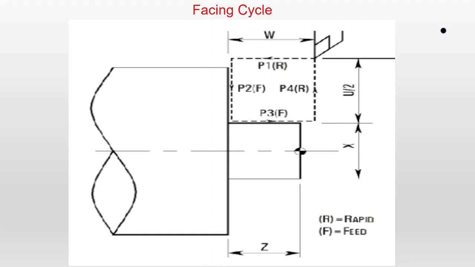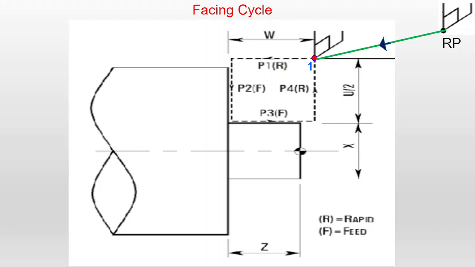For any program, any machine, there is a reference point. First, we have to identify a particular machine's reference point, and we can mark that reference point. Before the program starts, the tool will always be at the reference point, and tool changing also takes place at the reference point only. Now we can mark the tool entry point as 1, and the tool will move from the reference point to the entry point.